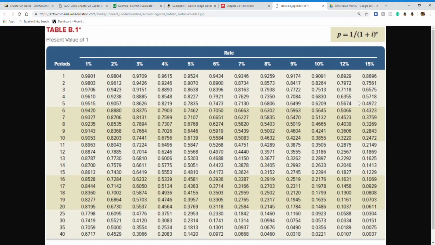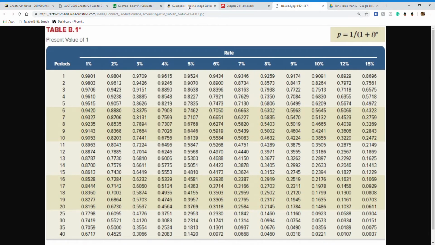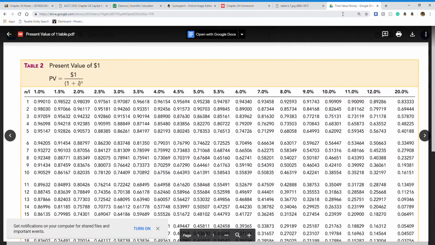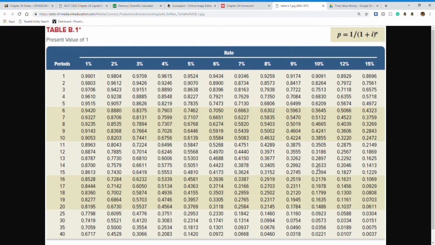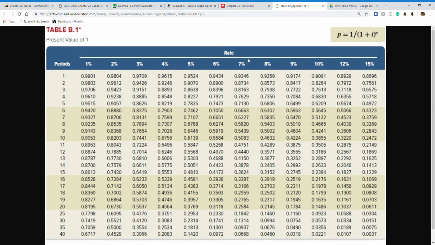Boom. So all we do is take the first few numbers, 1 through 5, out of the 15, and put them in the chart. So 0.8696. Year 2, 0.7561. Year 3, 0.6575. Wrong one. 0.5718. Year 5 is 0.4972.